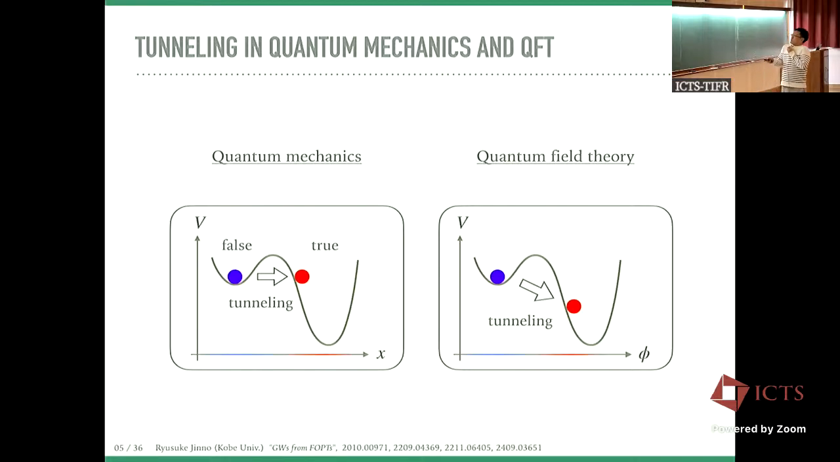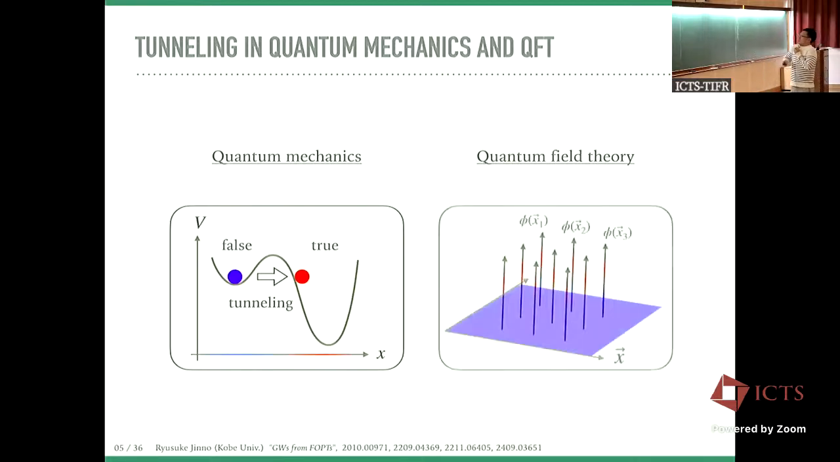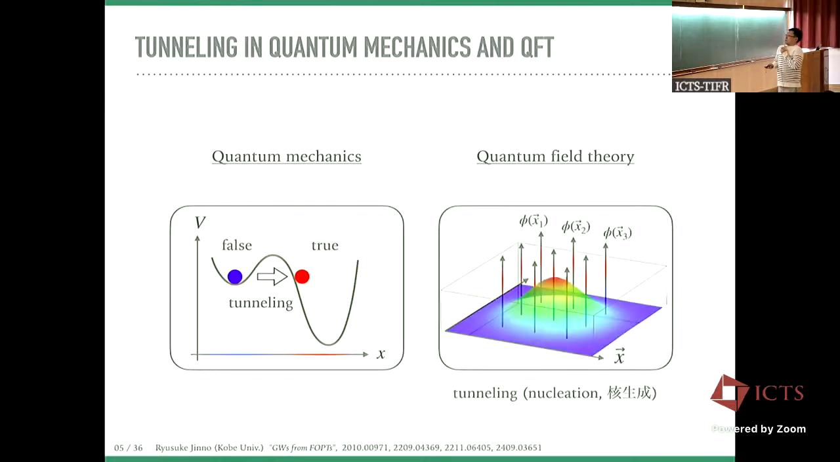But the difference is that in QFT, we have infinitely many degrees of freedom. So at each space-time position, we have this arrow of phi, the scalar field phi. And even if you start from the false vacuum, after some time you find a tiny seed of true vacuum bubble. This is called nucleation.